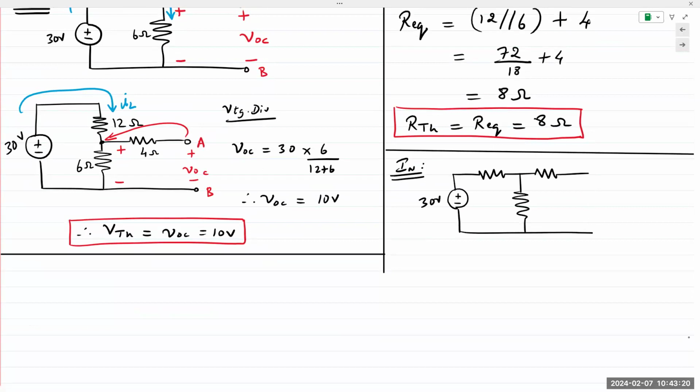30 volt source, 12 ohm resistance, 6 and 4. And this time, the modification is that the 2 ohm resistor originally, which is supposed to represent the load, is now replaced with a short circuit.